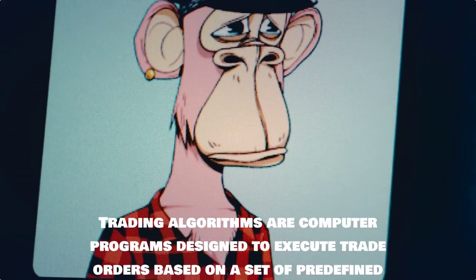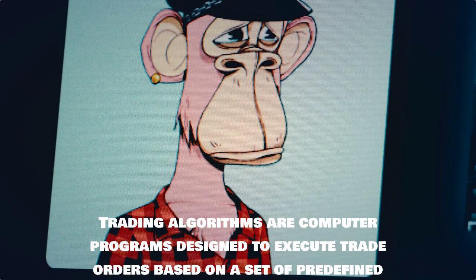Trading algorithms are computer programs designed to execute trade orders based on a set of predefined rules and conditions. These algorithms are used by traders to automate their trading strategies and execute trades at optimal times and prices.